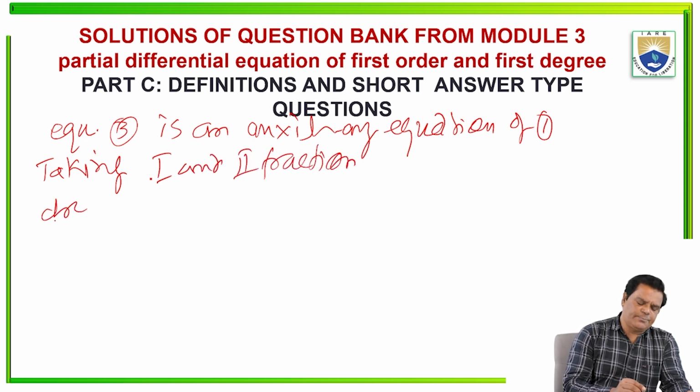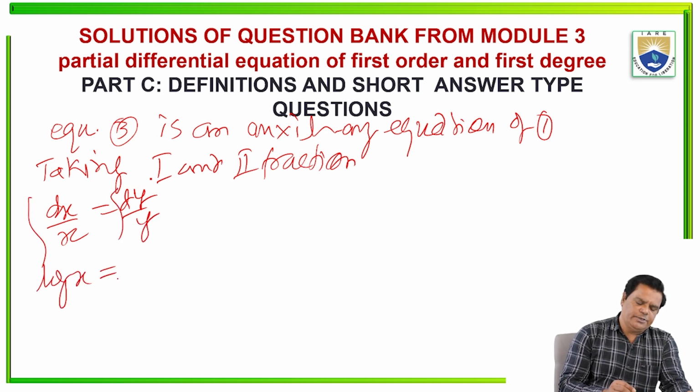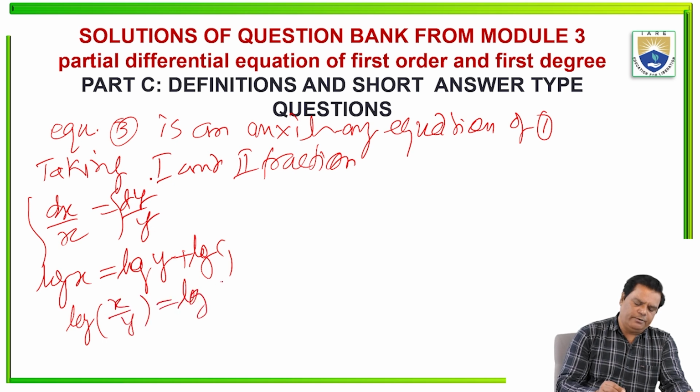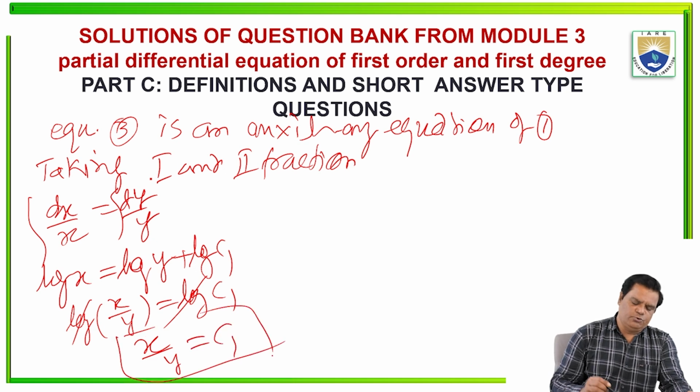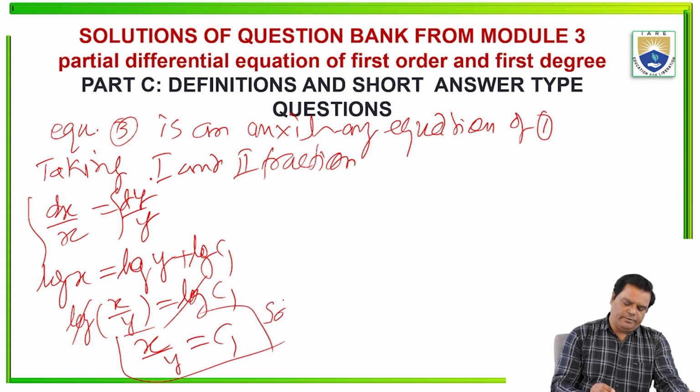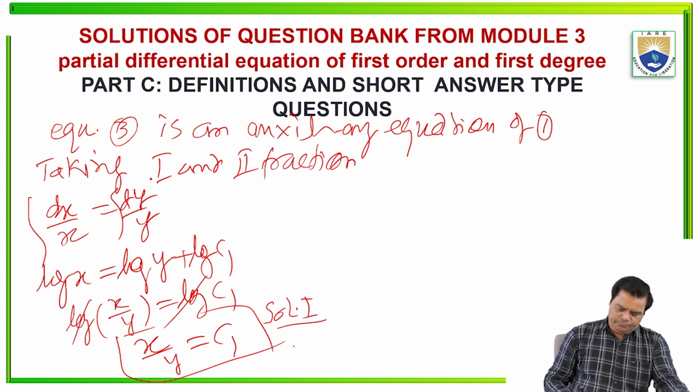So taking the first and second fractions, we get dx upon x equal to dy upon y. Integrating on both sides, we get log x equal to log y plus log c1. Now log x upon y equal to log c1. So the log cancels, x upon y equal to c1. This is solution 1, the first solution, equation number 4.